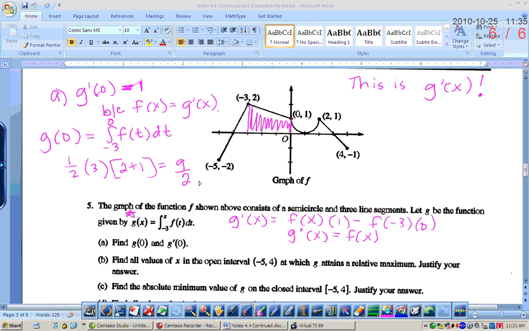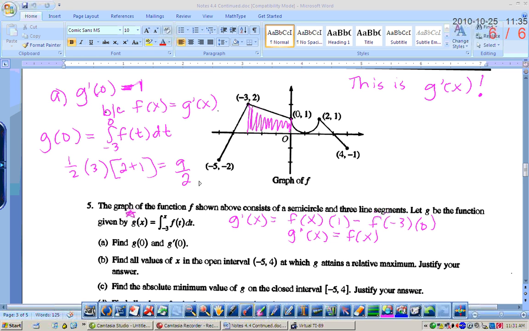Yeah, you're going to need to know that formula: 1/2 the height times the sum of the bases. The bases are the two parallel sides, and the height is the distance between the two parallel sides. All right, let's look at B.